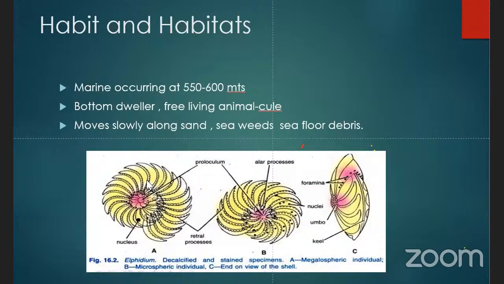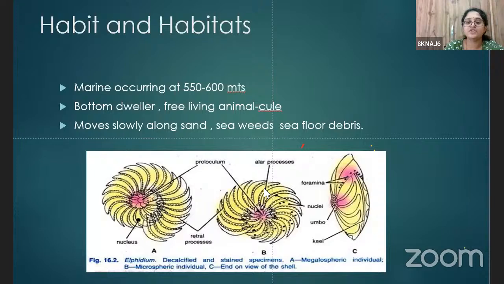The shell is multilocular, that is, many chambered. As you can see, these are the different chambers that are present, and each chamber is V-shaped. You can see the V shape, and the chambers are separated by septa, and these septa have holes and perforations.